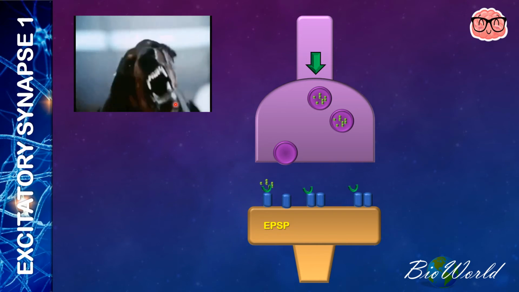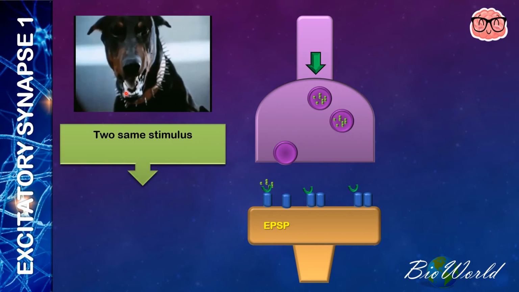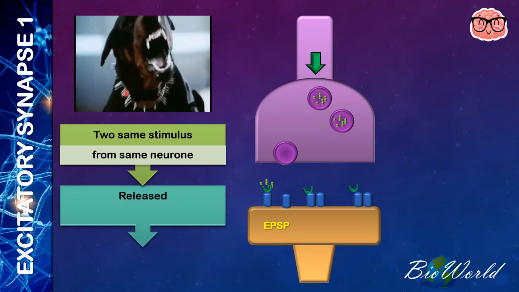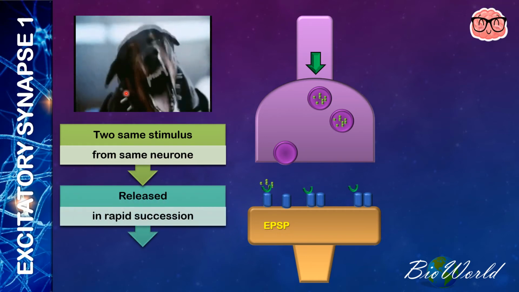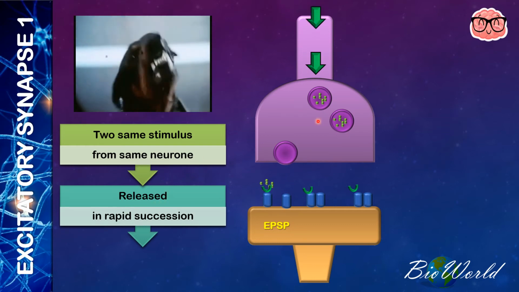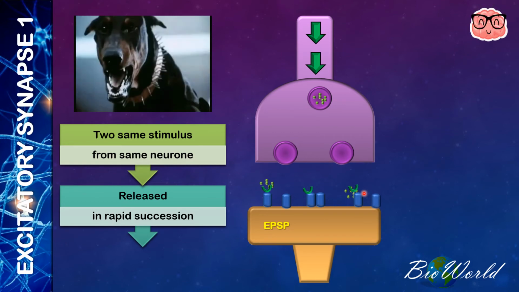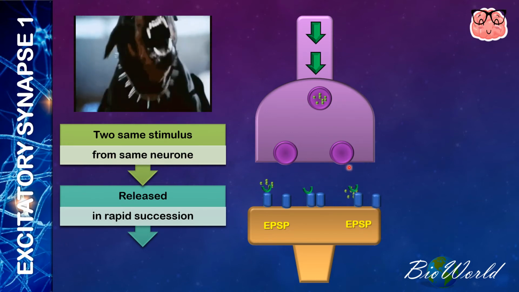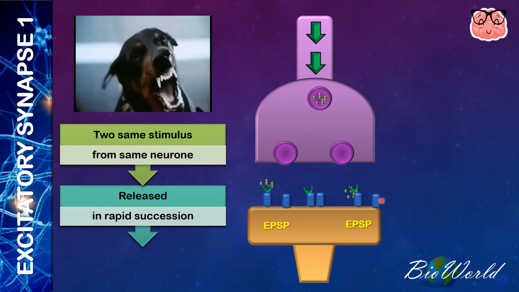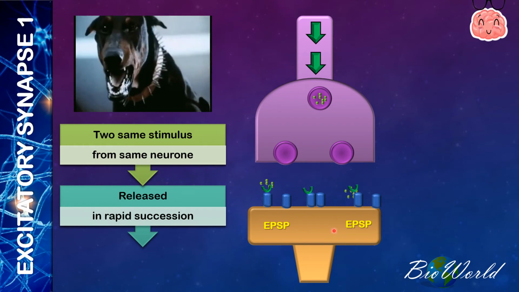That is when the dog started barking fiercely. Now he was going to receive the same stimulus from the same neuron, but the stimulus is going to be released in rapid succession. That means one after another. So when that happens, more vesicles will move to the presynaptic membrane, more neurotransmitters will diffuse across the synaptic cleft, more sodium voltage-gated channels will open, more sodium influx will occur, and more EPSP will form.